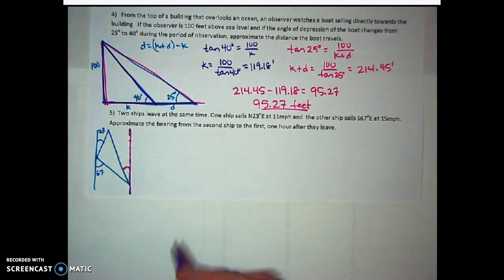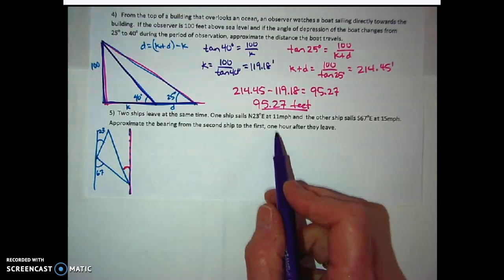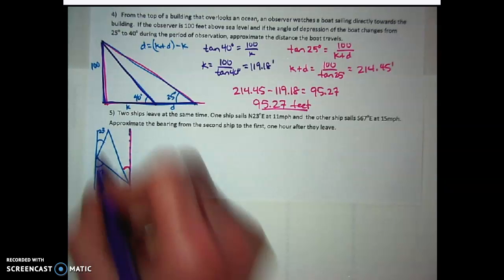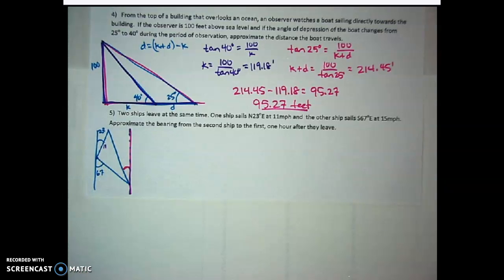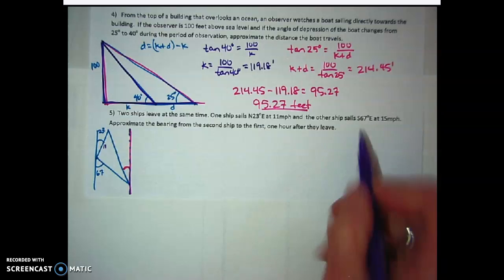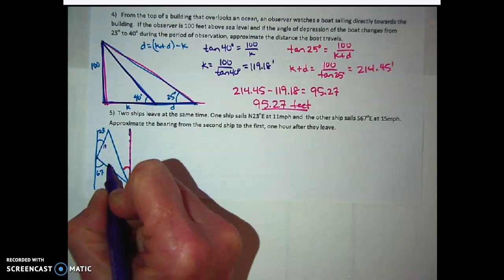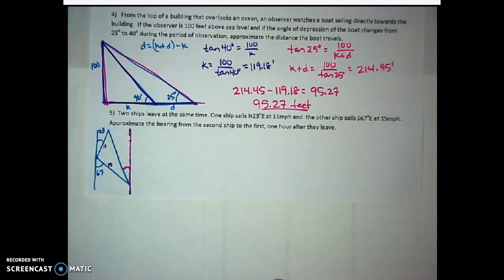Let's label a couple other things. 1 hour after they leave, if he's going 11 miles per hour, then he will have traveled 11 miles. And this ship is traveling 15 miles an hour, so that distance is 15.